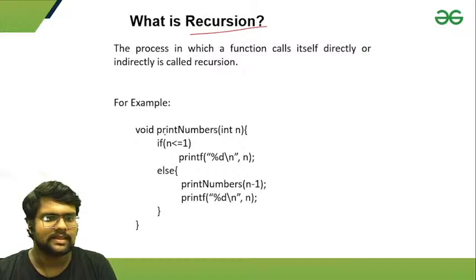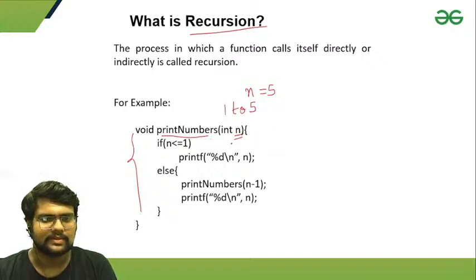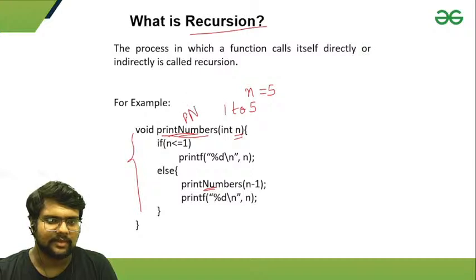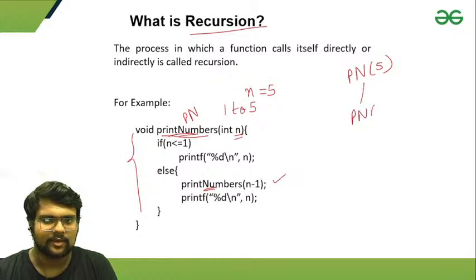In this example, print numbers, when we specify the number n equal to, let's suppose, 5, it will print from 1 to 5. Let's see how it is printed. In this function, print numbers calls itself again. Let me denote print numbers with Pn. Pn of 5 is called. 5 is not less than or equal to 1, so the else condition will get executed, and Pn of 4 will be called.